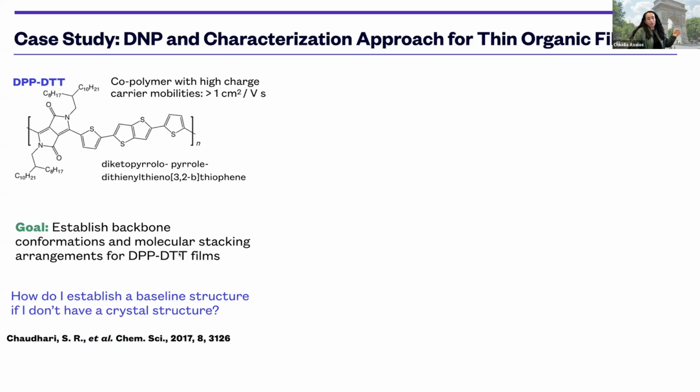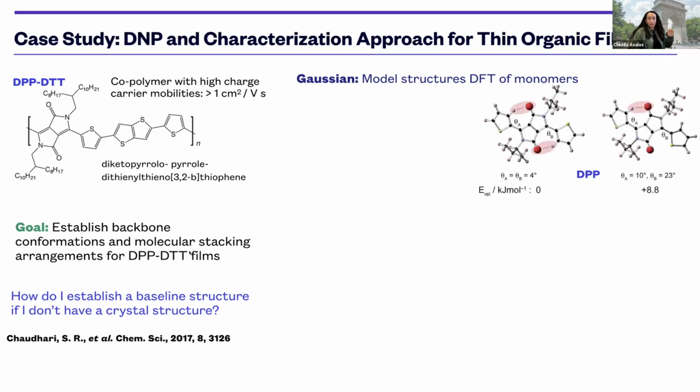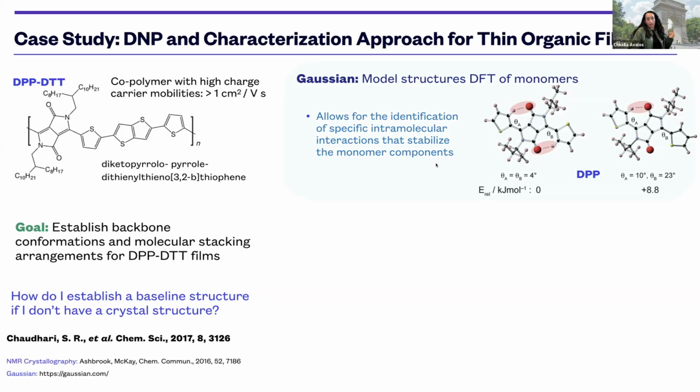Just like what was done in the previous cases, you want to take some model structures of the monomers. This can give you an idea of what types of organizations are lowest in energy compared to the next lowest in energy, and give you a sense of the types of interactions at play that stabilize the monomer components. So that would be a first step you can take. And you can use Gaussian and NMR crystallography.